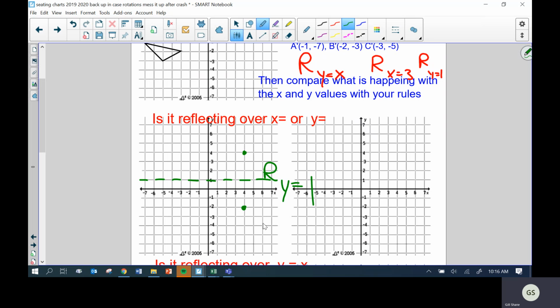Sometimes they might give you 2 points and you've got to figure out which line is the reflection line. Again, you're trying to take the point that's in the middle. Well, let me show you that real quick. So this is all recorded. Just keep that in mind. Let's say they gave you these 2 points.